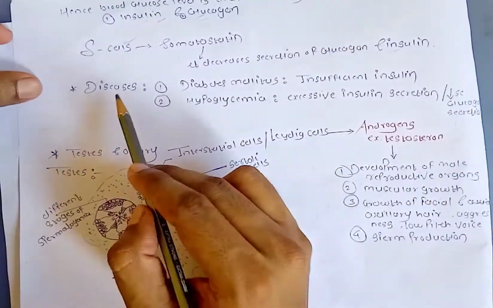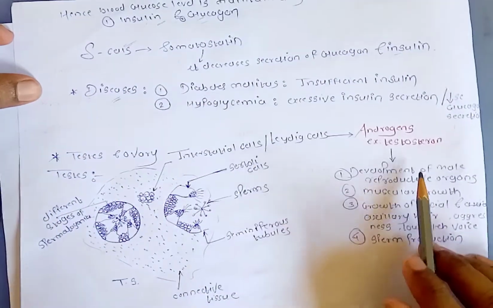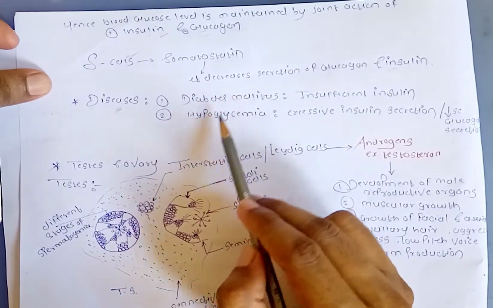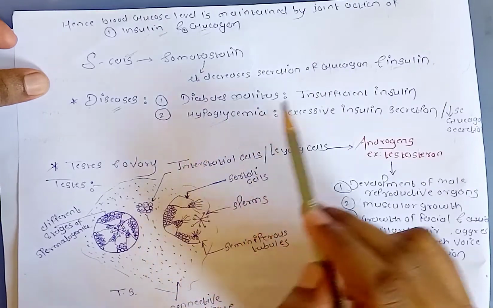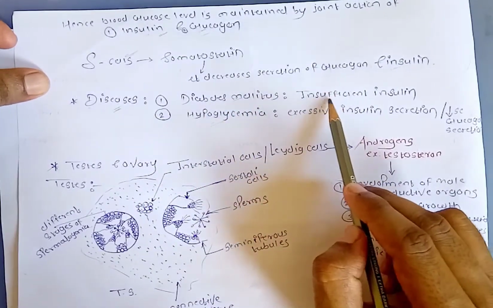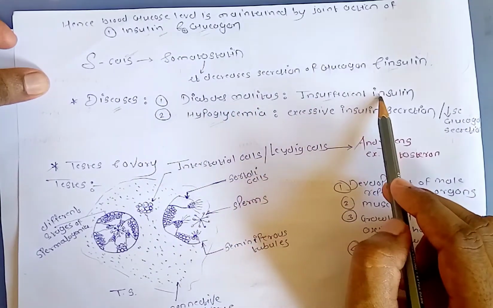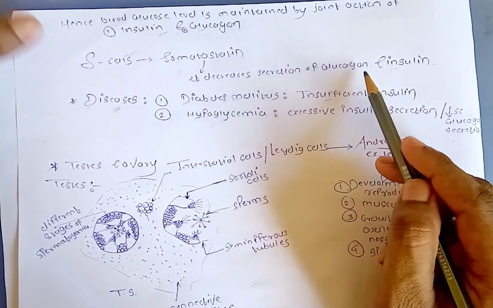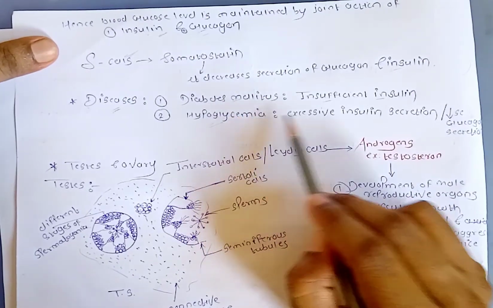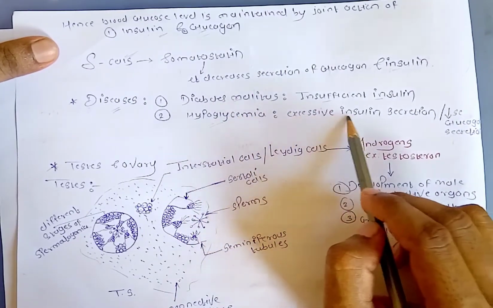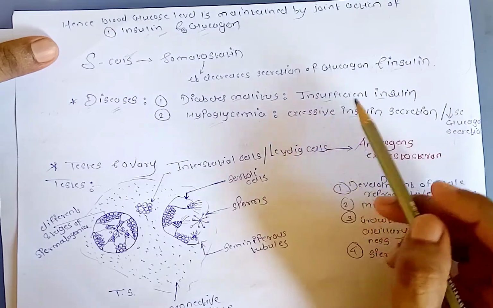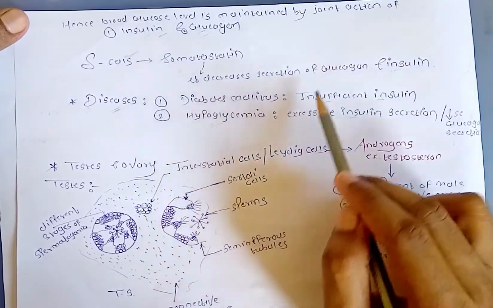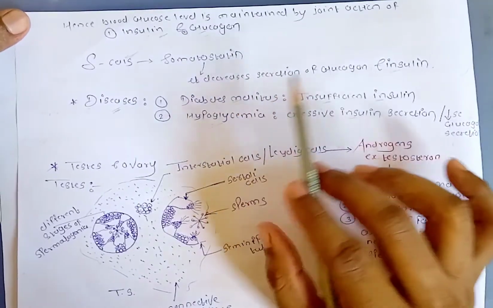So let's see the diseases which are associated with the pancreas. There are two main disorders. First one is diabetes mellitus. Second one is hypoglycemia. Diabetes mellitus is caused due to insufficient insulin. In this case, the level of glucose in the blood increases above its normal level. And the second one is hypoglycemia. Here, due to excessive secretion of insulin, the level of glucose in the blood decreases below its normal level. So these are the diseases associated with the pancreas.